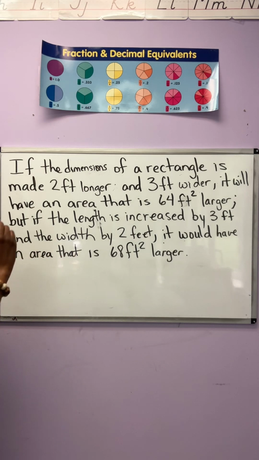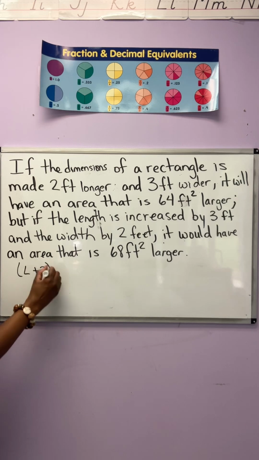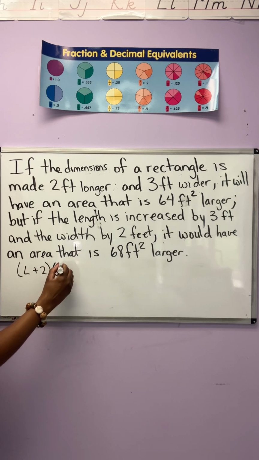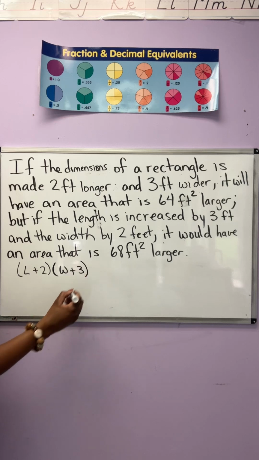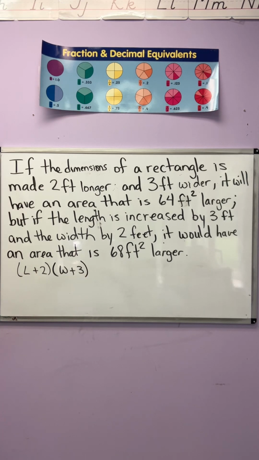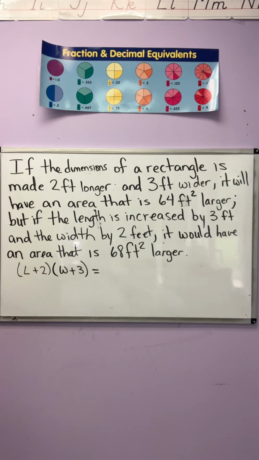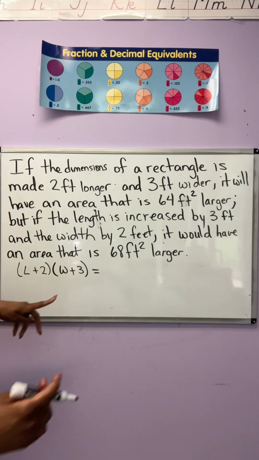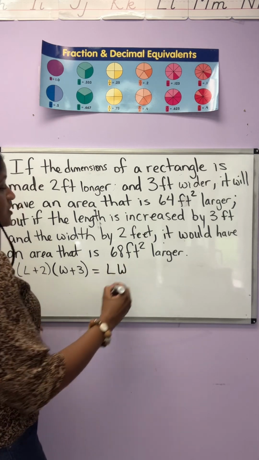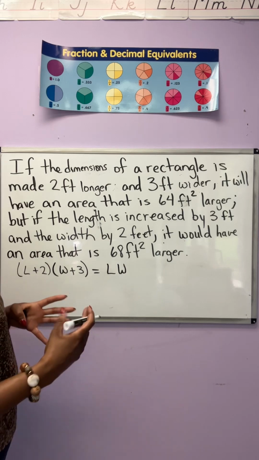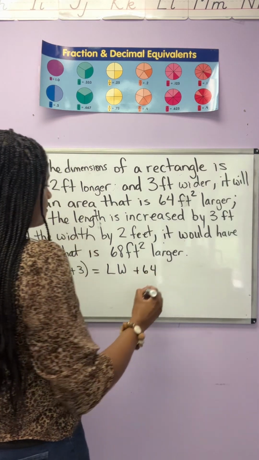You have your original rectangle, which is length and width. It is made 2 feet longer, so the length increased by 2, and the width increased by 3. If you do that, you will get an area that is increased by 64 square feet. Now, if you recall, area is length times width. So my length is whatever it was originally plus 2 more feet, my width is whatever it was originally plus 3 more feet, and my area, which was length times width, is now LW plus 64.